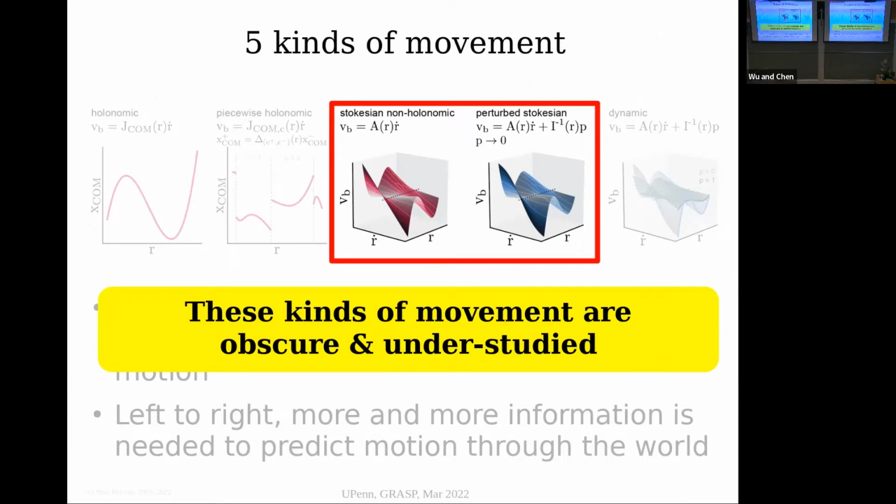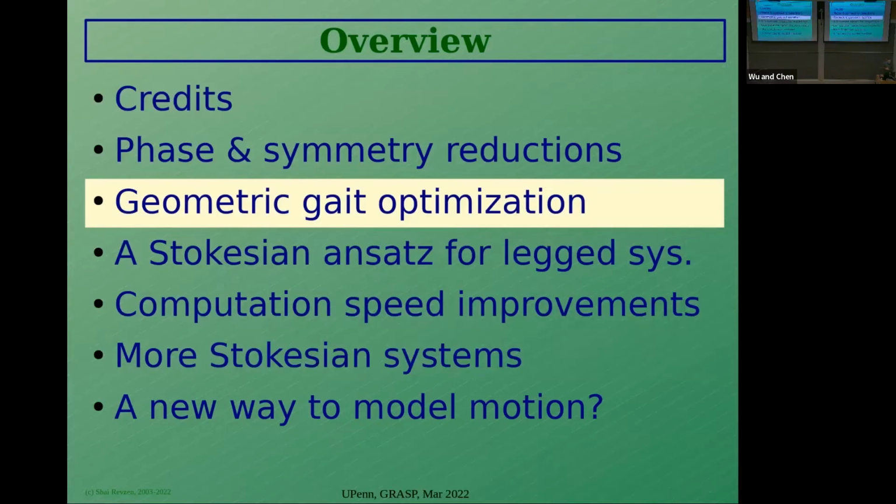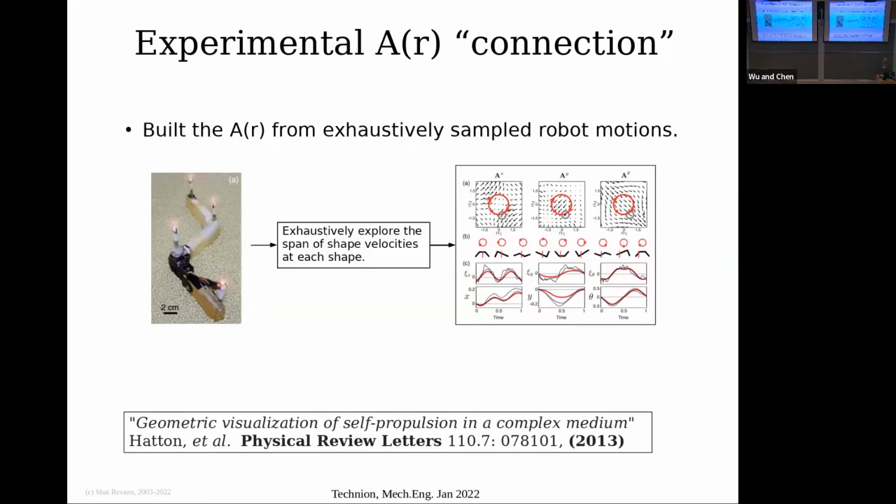There's value in it. So here's one thing we did with it, and that is the idea of optimizing gaits for a Stokesian system. So a Stokesian system is governed by the connection. And a while back, Hatton and his co-authors figured out that you could actually just measure the connection on a robot. They built this snake robot, they put it in a ball pit. They had it wiggle around through all possible shapes. It's a 2-dimensional shape space, through all possible shape velocities. So it's a 4-dimensional space that they are exhaustively searching.